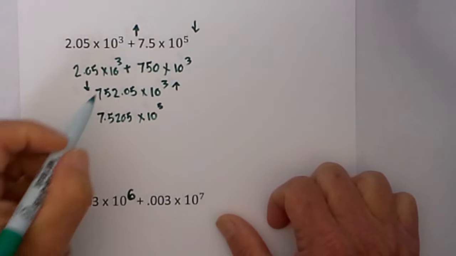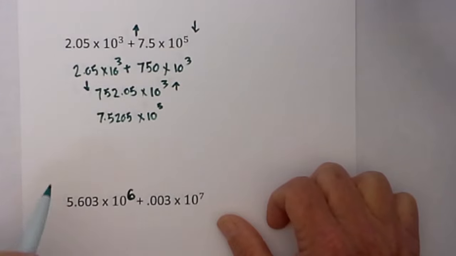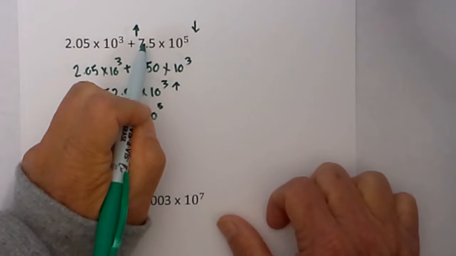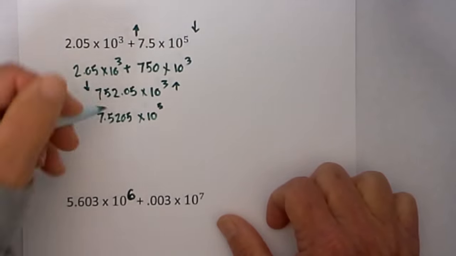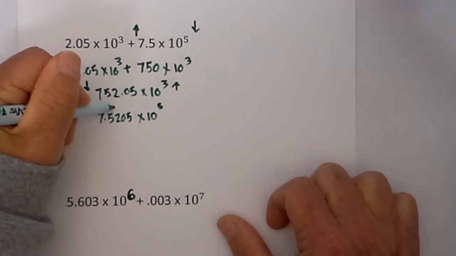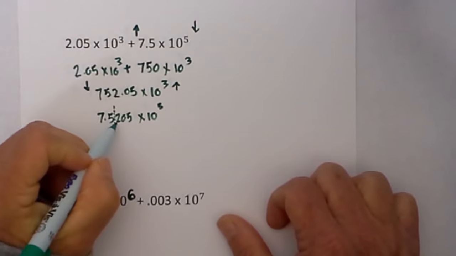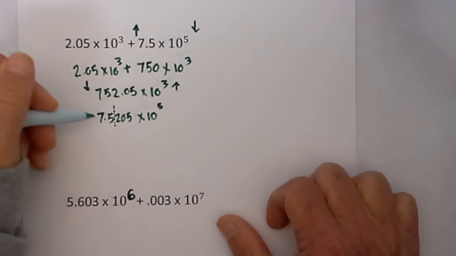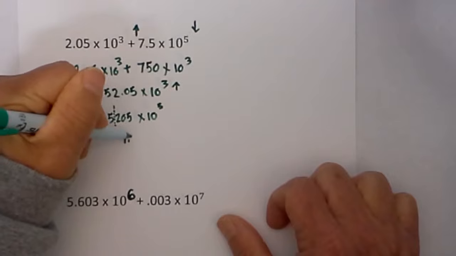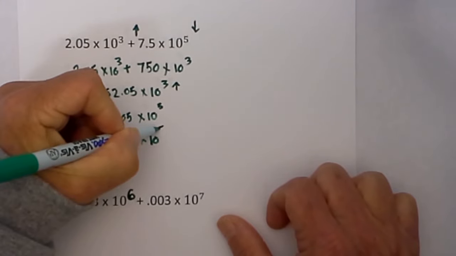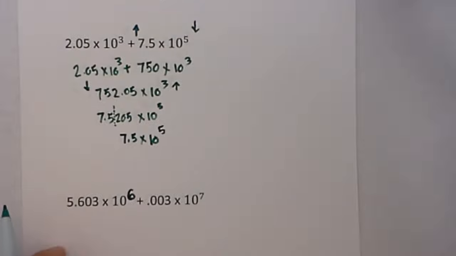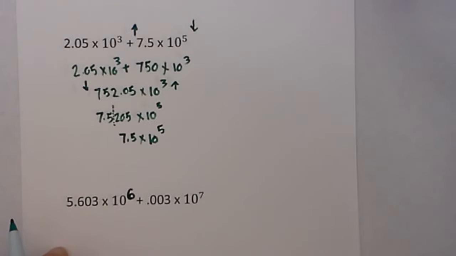Okay, now to check accuracy. If I go back to my original numbers, I have 2 significant figures here, 3 significant figures here. So my answer must be in 2 significant figures. So if I draw a line here, I look at the next number and it is less than 5, so it will be 7.5 times 10 to the 5th. Okay, so there is example number 1.